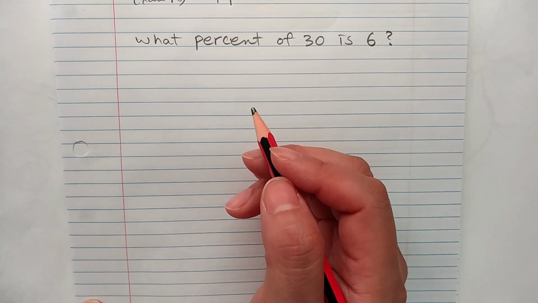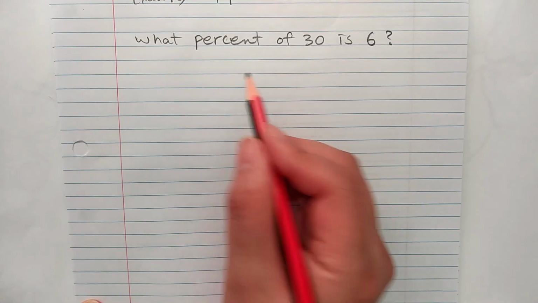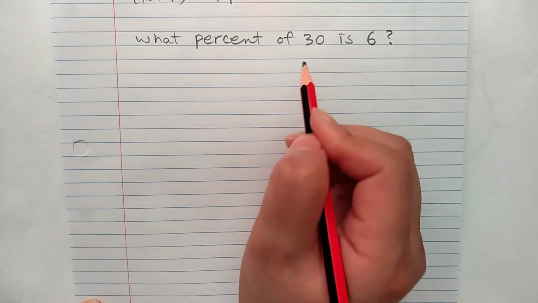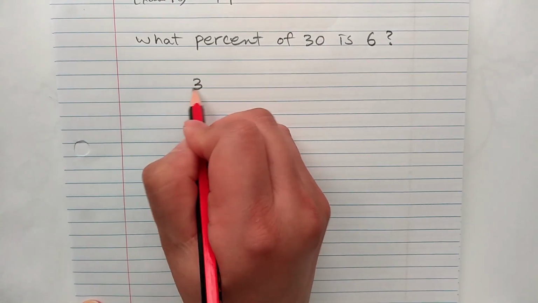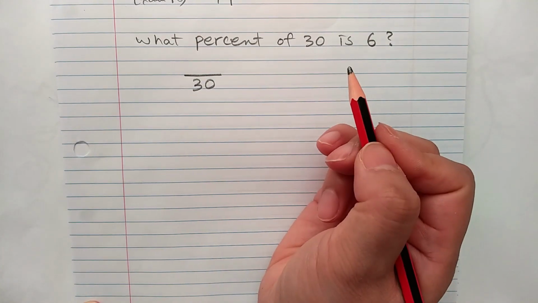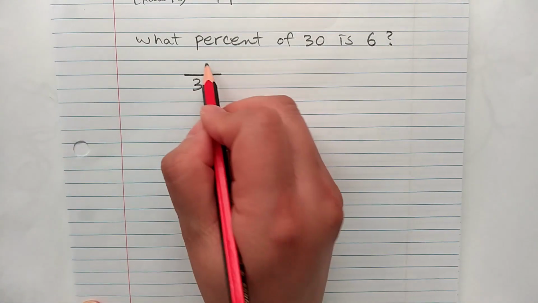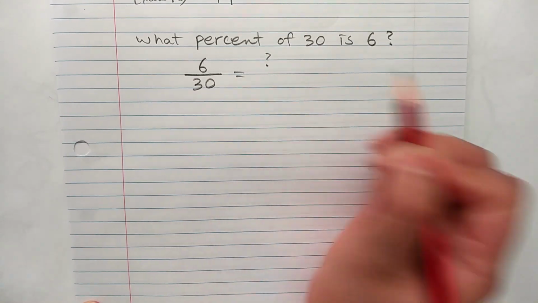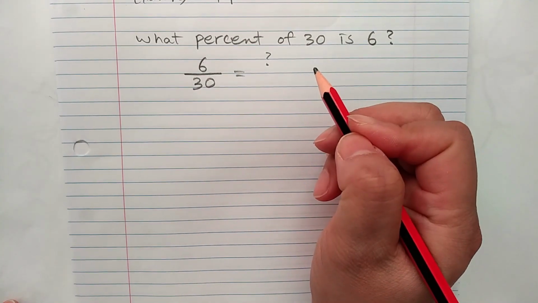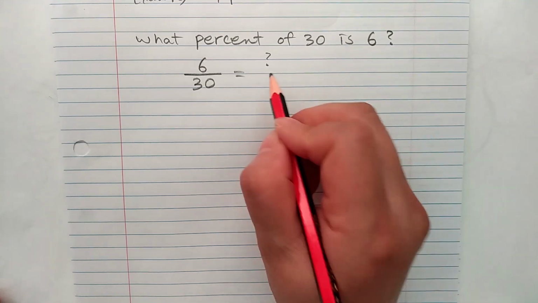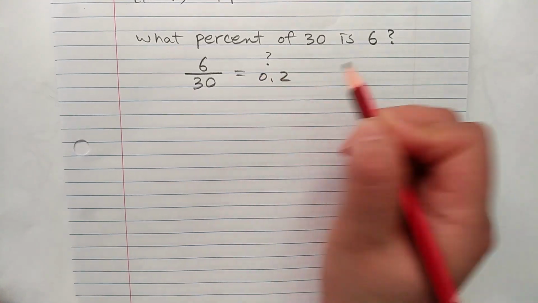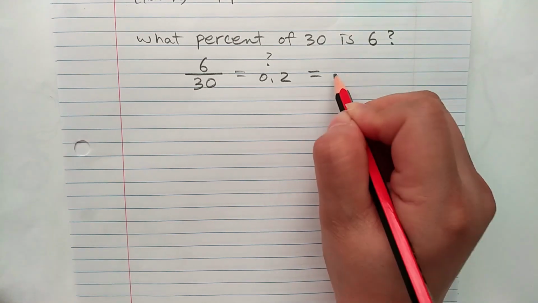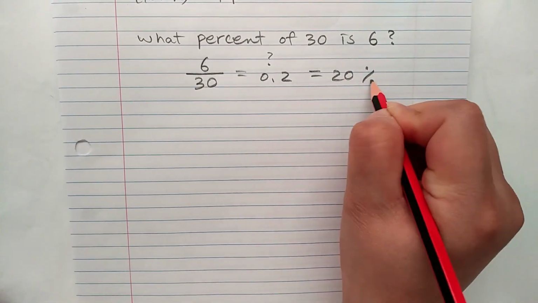Let's practice some more. What percent of 30 is 6? So in this case, 30 is the total. So put 30 for the denominator. And 6 is the portion. 6 is some percentage. We divide 6 by 30, then we get 0.2, which is, change that to percent, that is 20%.